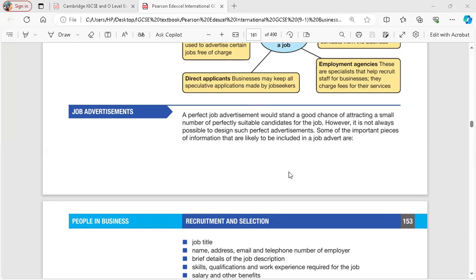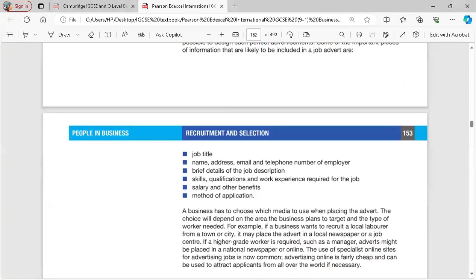So what are those things that will be part of your advertisement? Job title, because your application is for what? Vacancy: accountants are needed. So you have to write the job title, the name, address, email, and telephone number of the employer, brief details of the job description, that means the task that the person has to carry out. The person specification has to be there. The amount of the salary and other benefits will be stated, and the method of application. Is it online or does it have to be written? You have to decide. Do you get the point there?